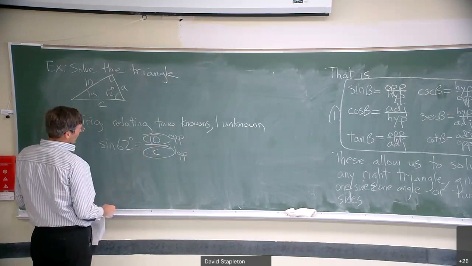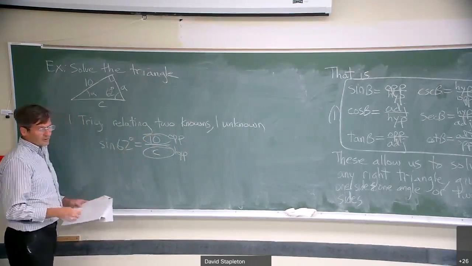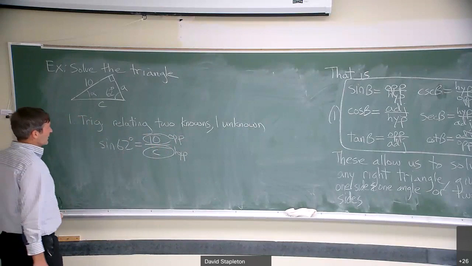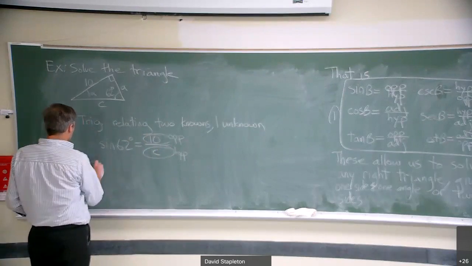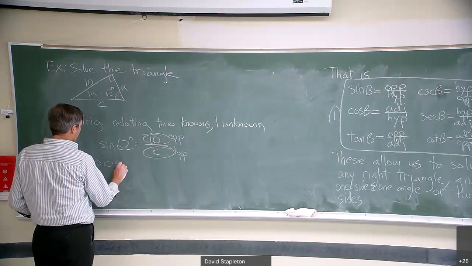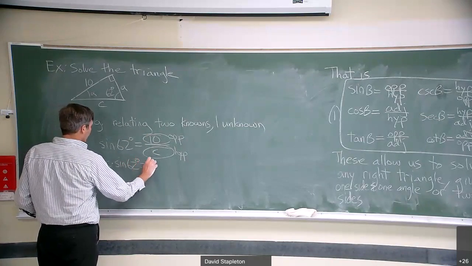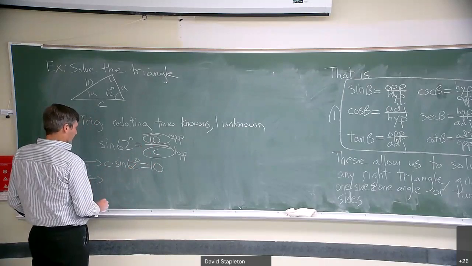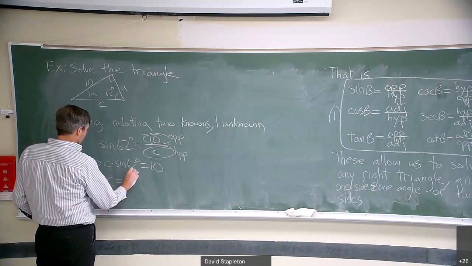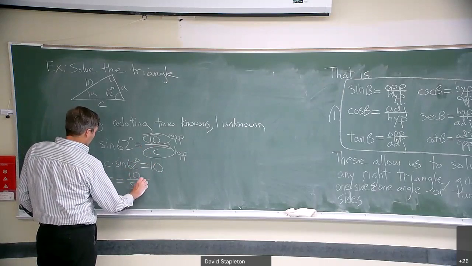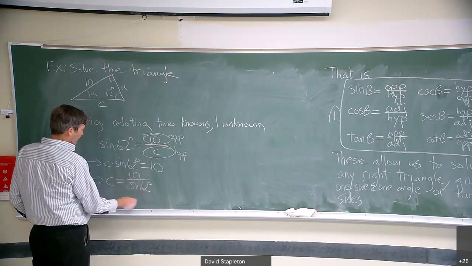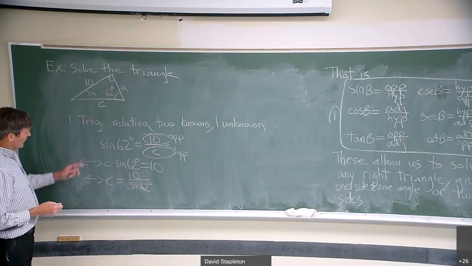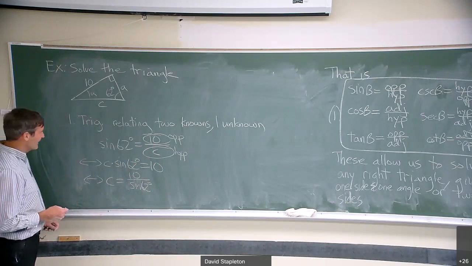Once again, since C is on the bottom, we can take reciprocals of each side. I'm going to do it a different way this time, because a lot of you learn different ways in algebra. Another way you can solve this is multiply both sides by C and say this is equivalently C times sine 62 degrees equals 10. So that's an algebra step instead of taking reciprocals. Then divide by sine 62 and get C equals 10 over sine 62, right? Canceling this on the left and dividing on the right. So there's another algebra way to solve it. Do the one that you're used to so you don't make mistakes, right?